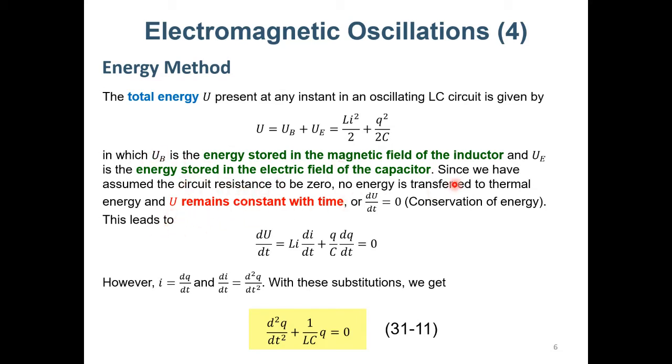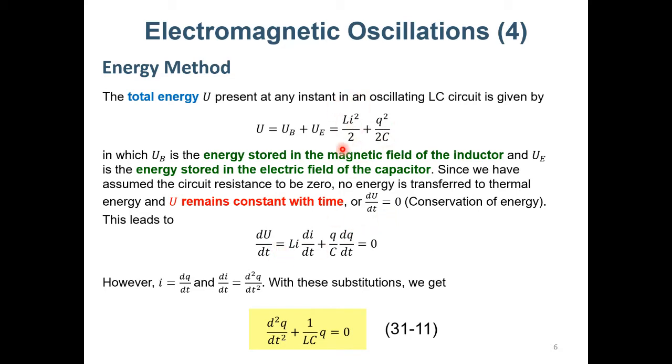Okay, so you can see here the conservation of energy, and as long as there is no resistance in this circuit, no energy will be transferred to thermal energy, which means there is no energy loss, and U should remain constant with time. Or equivalently, we can write it as dU/dt equals 0. So we have the expression of U, and we can take the derivative of this expression.